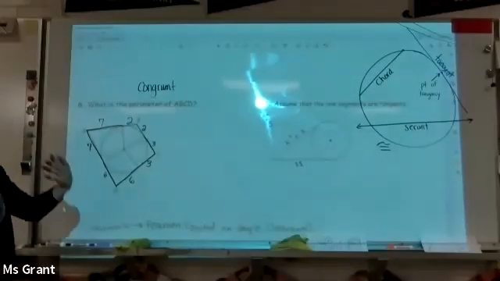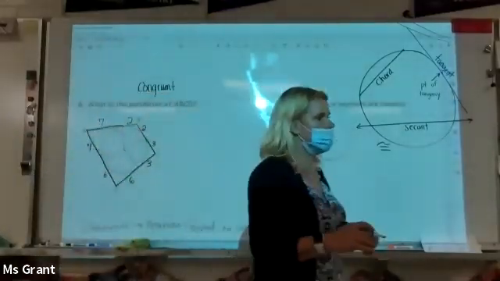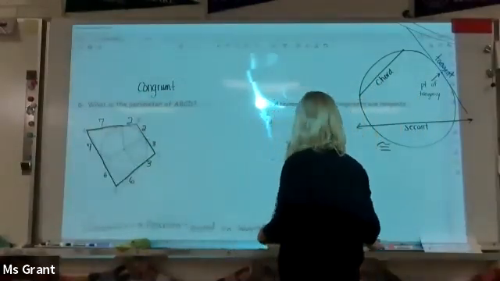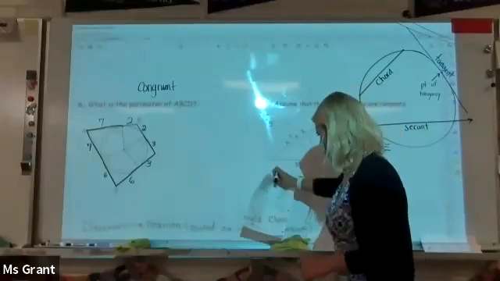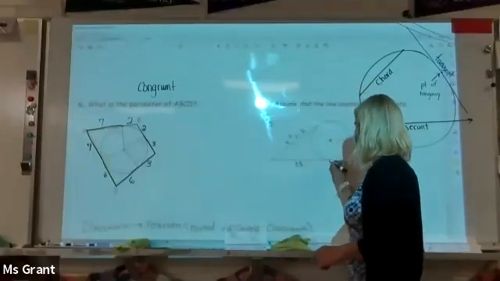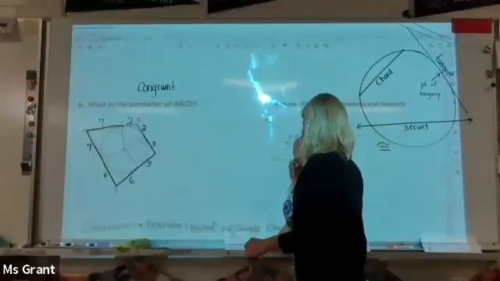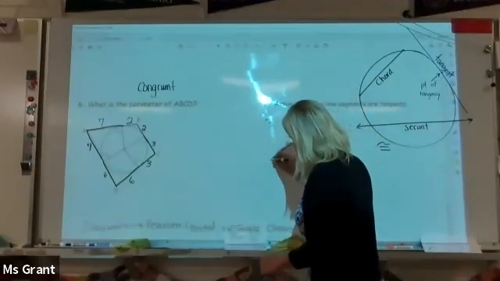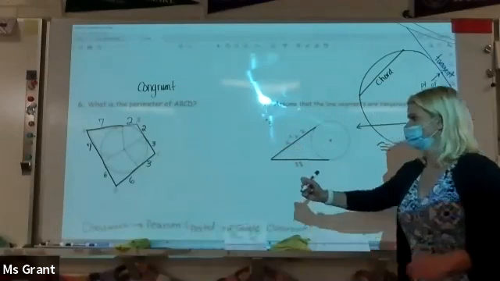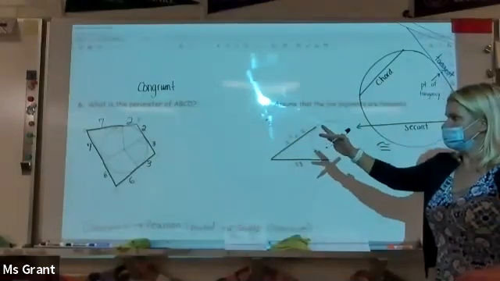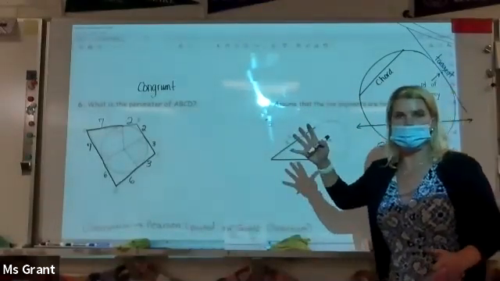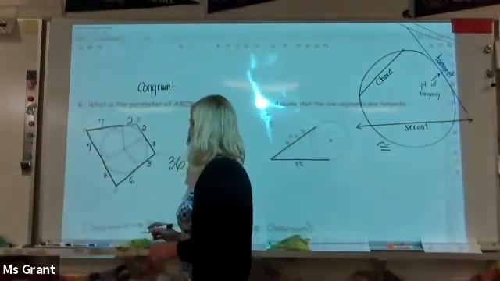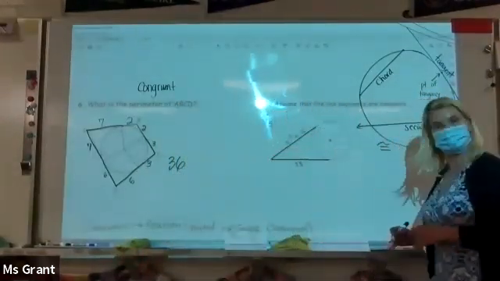Awesome. Add up the perimeter. What's the perimeter of this quadrilateral ABCD? 2, 2, 7, 7, 6, 6, 3, 3. 36. Good job. Add them up.